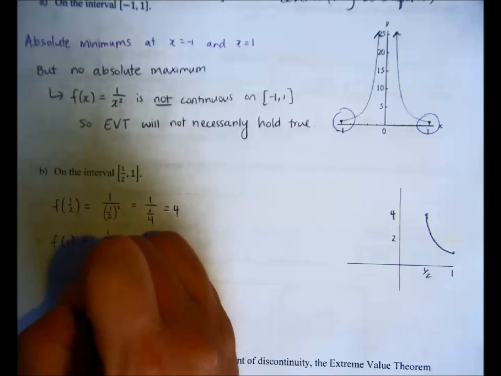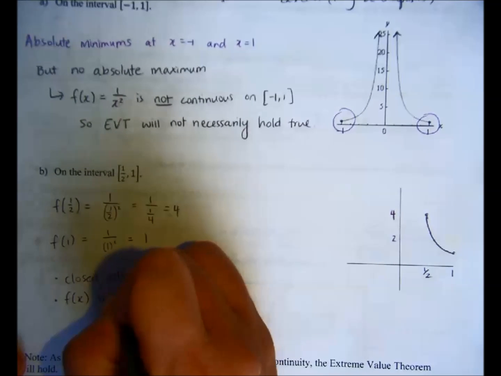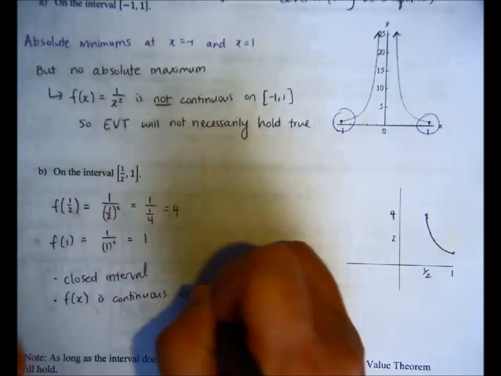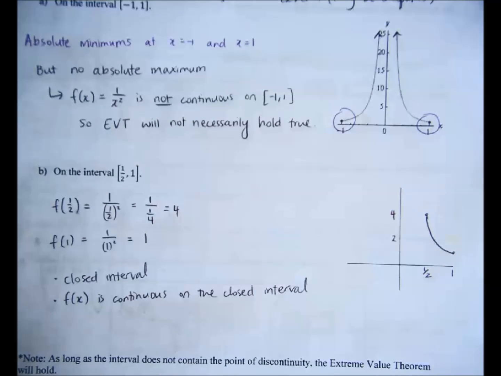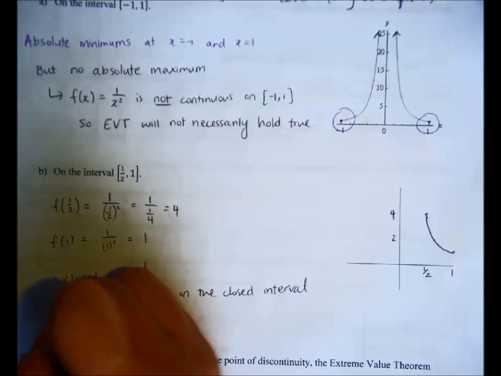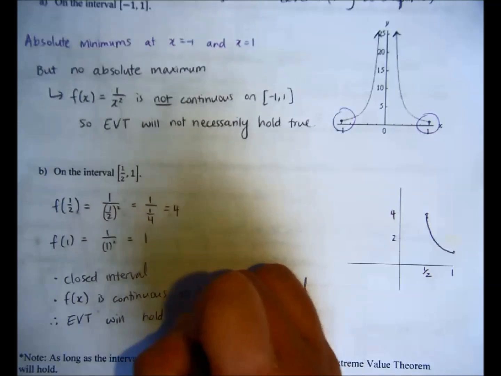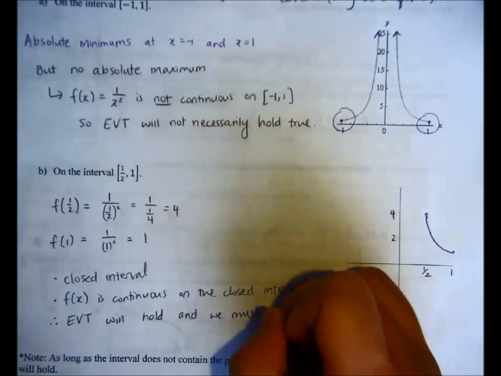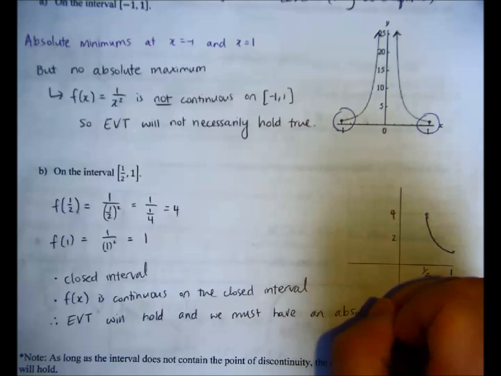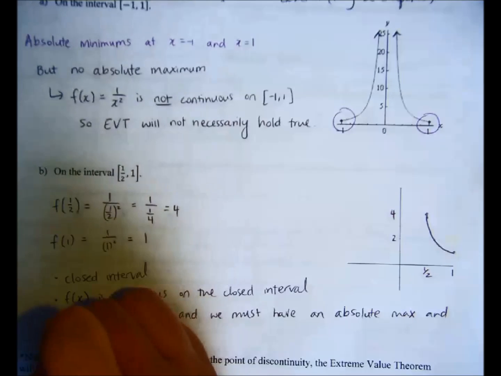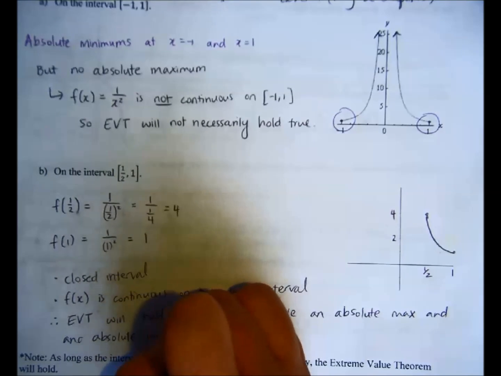So we do have a closed interval, and we know that f of x is continuous on the closed interval that we're given. That means that the extreme value theorem will hold. And we have to have an absolute maximum and an absolute minimum.